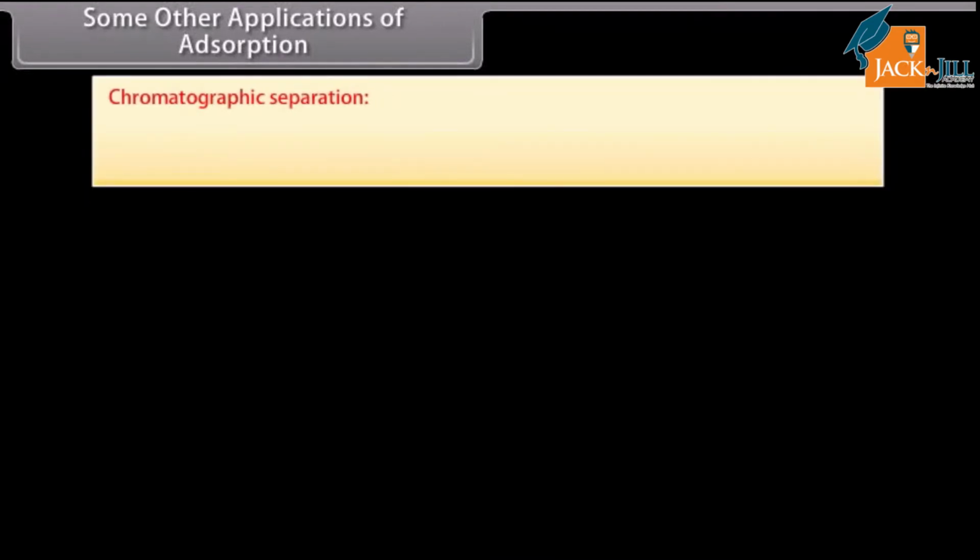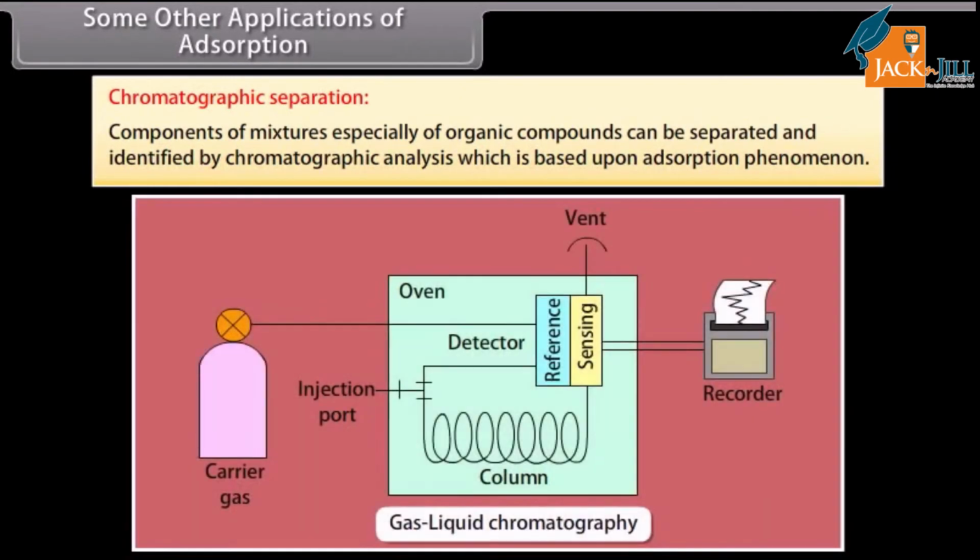Chromatographic separation: components of mixtures, especially of organic compounds, can be separated and identified by chromatographic analysis, which is based upon the adsorption phenomenon. For example, thin layer chromatography, paper chromatography, and gas-liquid chromatography.